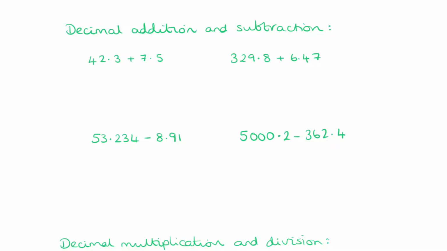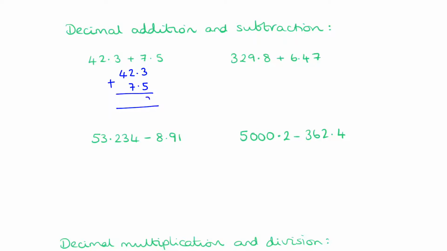So most important thing is to get your points lined up. So if you start with 42.3 and you want to add 7.5, then the decimal points have to be underneath each other. So the 7's before the point and the 5 is after.